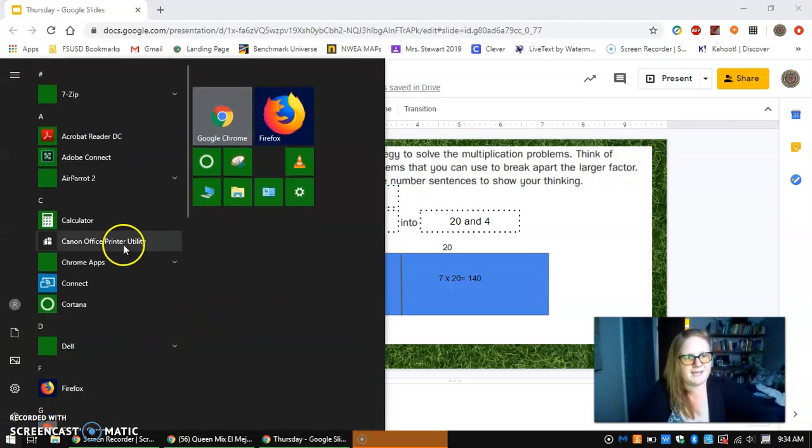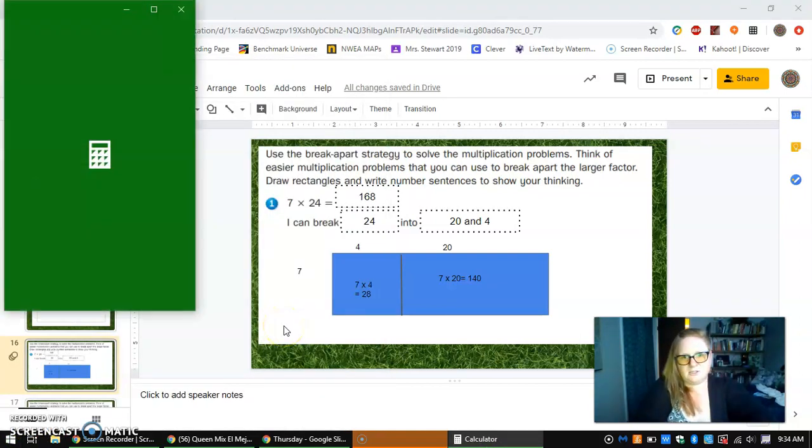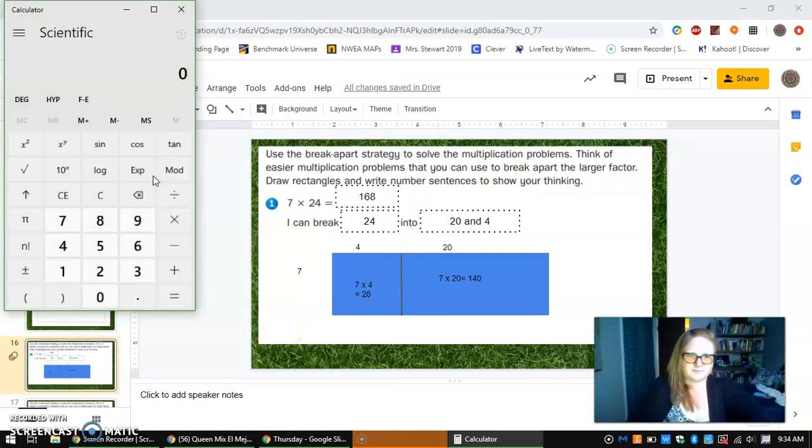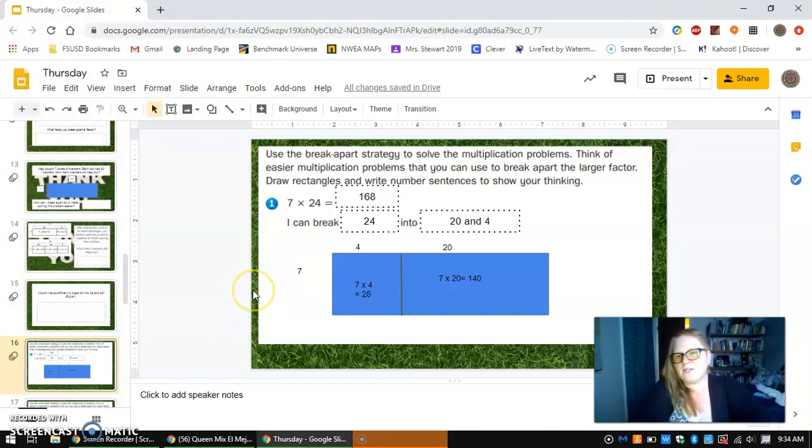So I'm going to pull up my calculator. I'm going to do 7 times 24 equals 168. Awesome. So I know that I did it correctly.